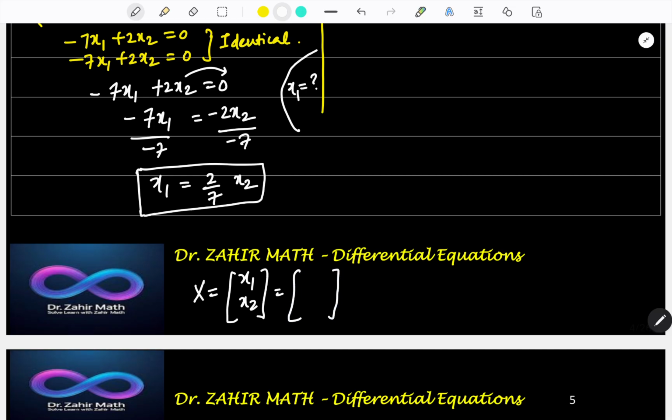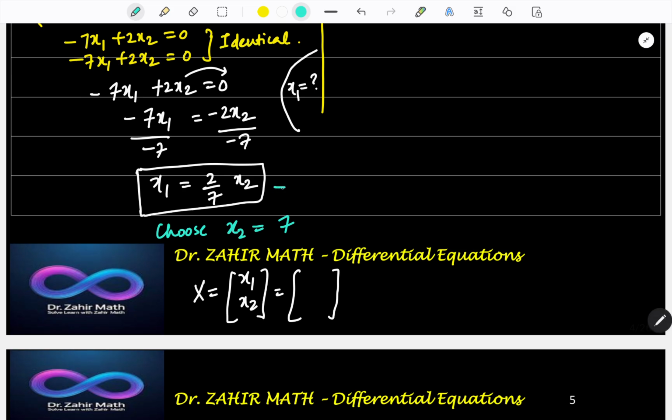Keep in your mind, you can choose your own values for x2, irrespective of any values, but it should be a non-zero vector. Okay, right. So I'm going to choose x2 is equal to my choice. I'm going to choose 7. Teacher, can I choose x2 is equal to 1? Yes. Can I choose x2 is equal to minus 1? Yes, no problem. 2, 3, 4, minus 5, minus 6, anything you can choose, right?